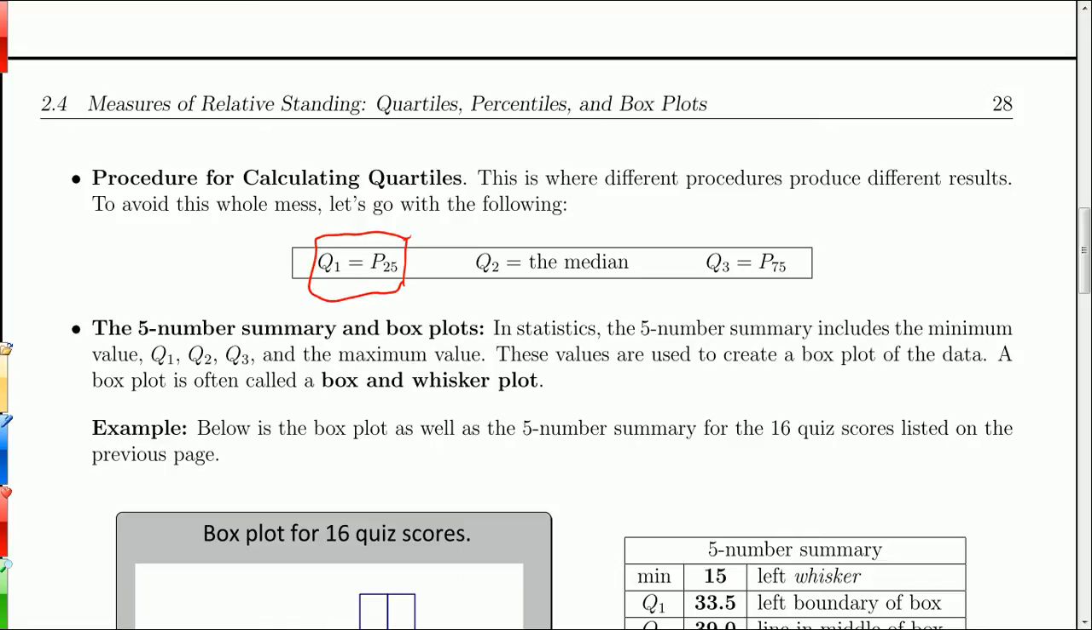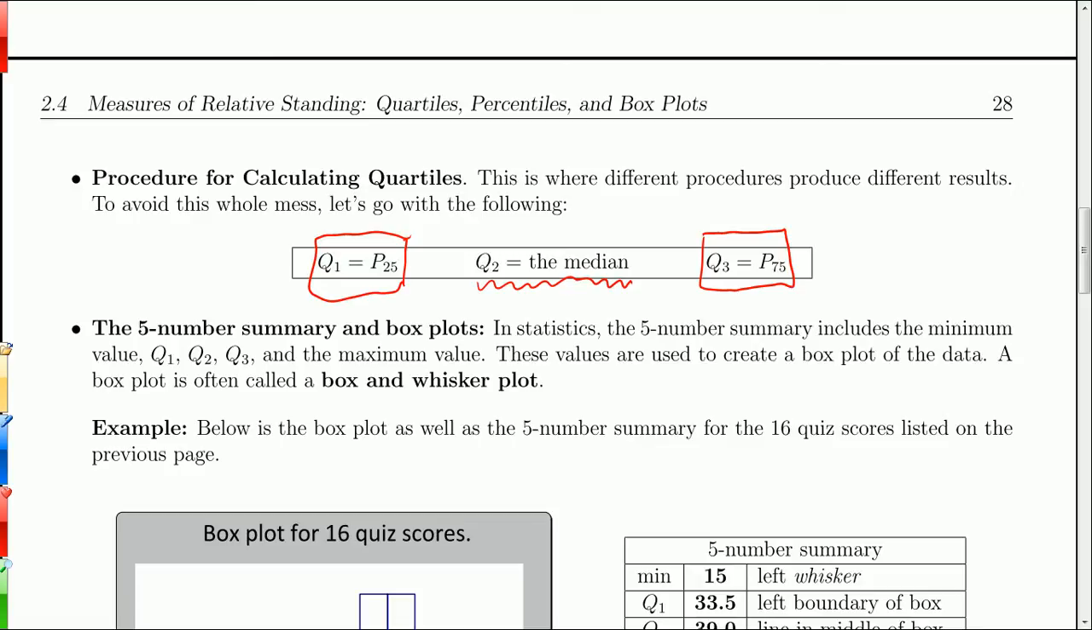Right. The median is Q2. And that's actually agreed upon by all. And now that we can get the 75th percentile, we'll just make that Q3. Right. And as long as there's a lot of numbers, this change won't make much of a difference.